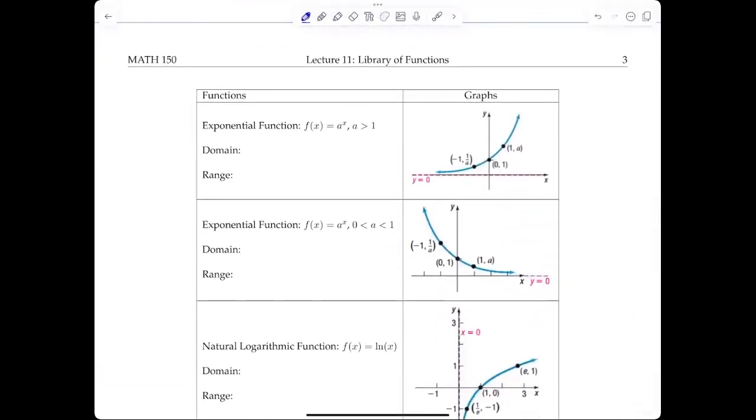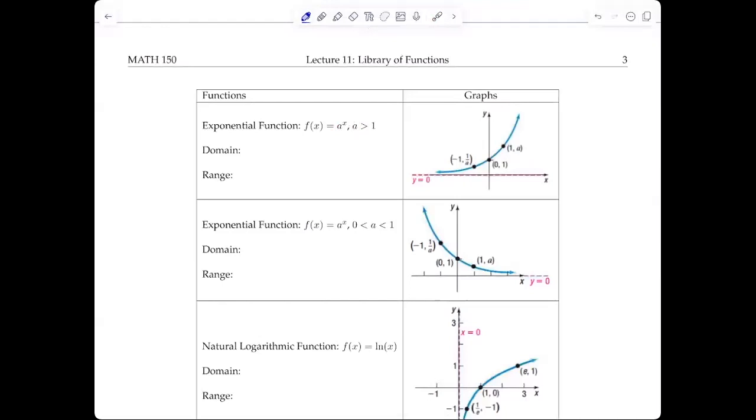We will spend a lot of time, maybe 2 weeks, on exponential functions and logarithmic functions and things related to them. So an exponential function is going to be of this form, a to the x, for a greater than 1. There's another name for this. It's called the exponential growth function.